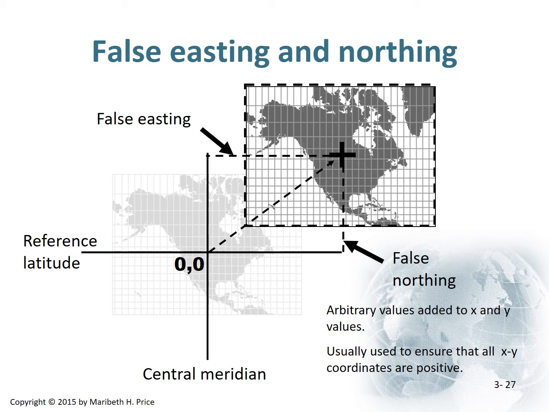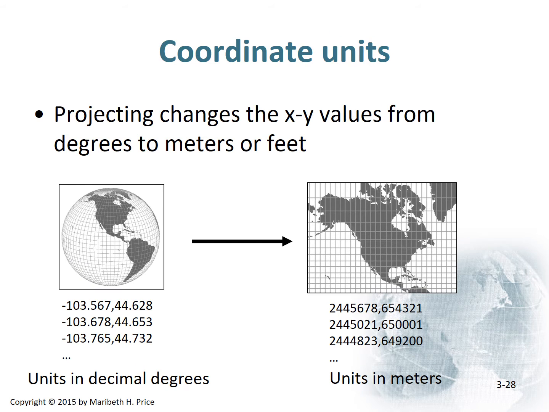False easting and false northing do nothing except arbitrarily change the numeric values of the coordinate system to eliminate negative numbers. Coordinate units are the units that you work with. When you project data, it changes the XY values from degrees, angular degrees, to some linear measure like meters or feet.